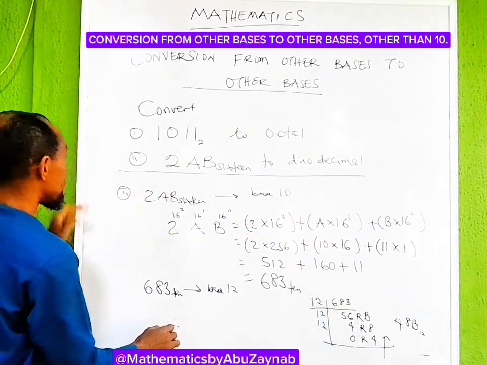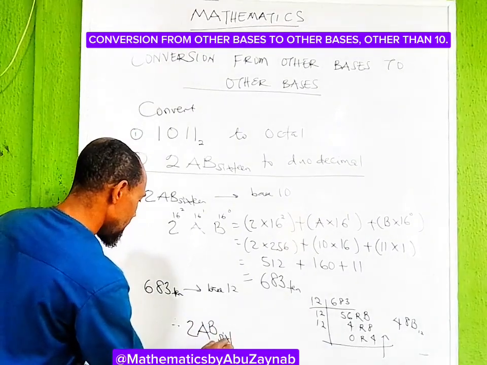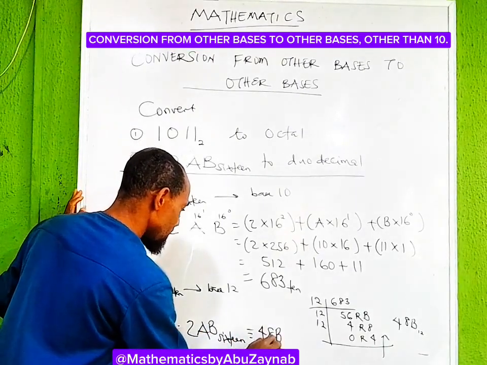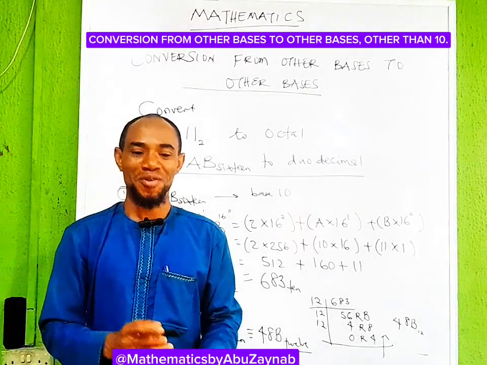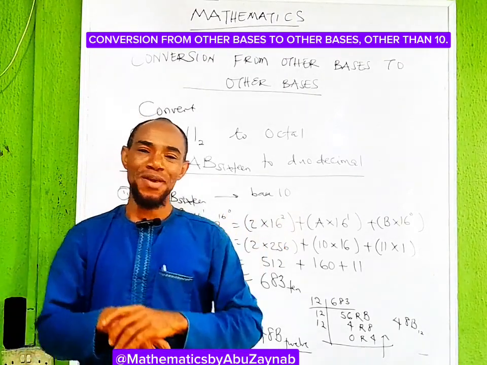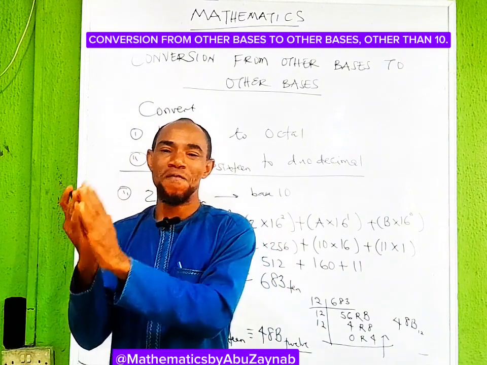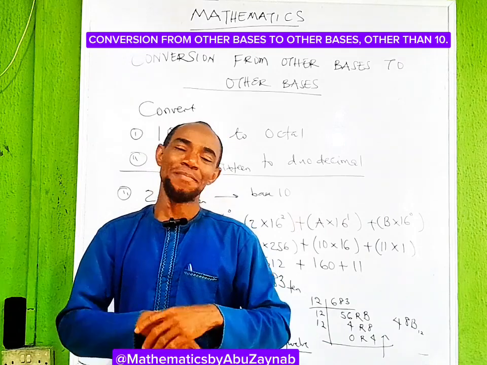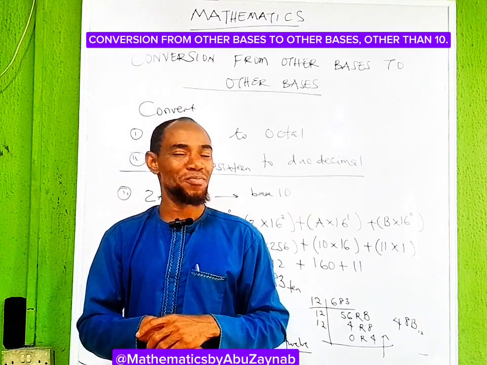And we end it there, thereby having 48B base 12. In other words, we can conclude by saying 2AB base 16 converted to base 12 is equivalent to 48B base 12. And that is pretty much the end of the solution of how to convert from other bases to other bases. In summary, we have been able to look today briefly at how to convert from bases that are not 10 to bases that are also not 10, other bases to other bases. And that pretty much does the achievement of today's objective.